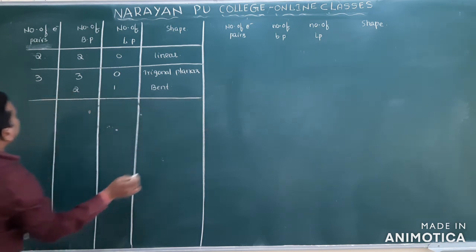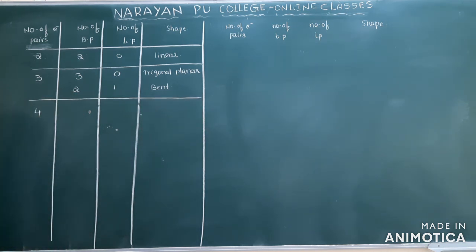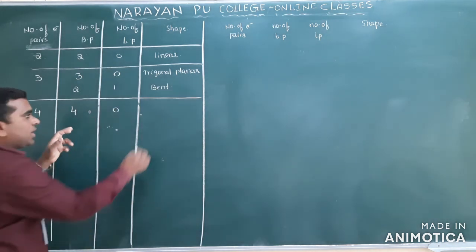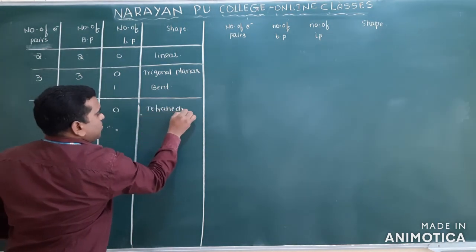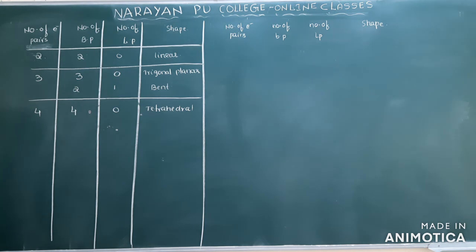Clear? Next one. If there are 4, then what is it now? If 4 are bond pairs and there is 0 lone pair, then what is the shape of the molecule here? Tetrahedral. Tetrahedral shape. What is the shape of the molecule? Tetrahedral.